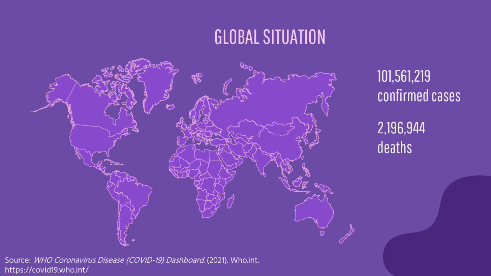Globally, as of 7:49 p.m. Central European Time, January 30, 2021, there have been 101,561,250 confirmed cases of COVID-19, including 2,196,944 deaths reported to WHO.